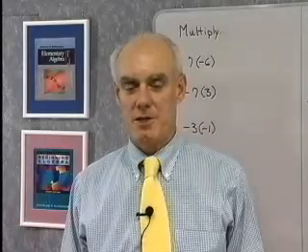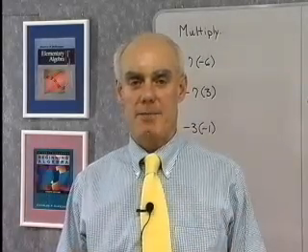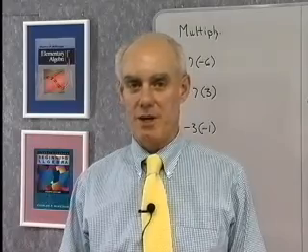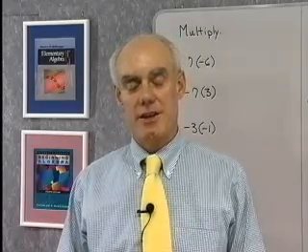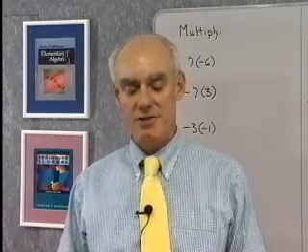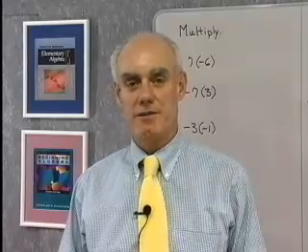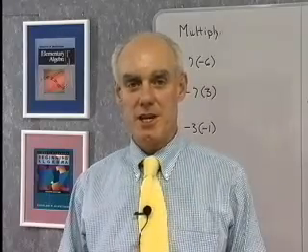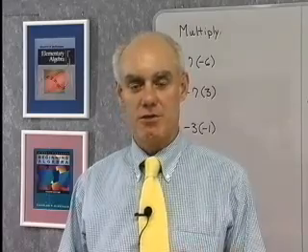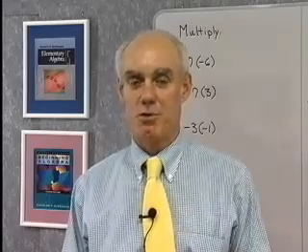When we multiply positive and negative numbers, we simply multiply absolute values, regardless of the signs that we have. We just multiply the absolute values. The answer to the problem will be positive if both the numbers that we were multiplying had the same sign, and the answer will be negative if the two numbers had different signs. That's it for the rule for multiplication.